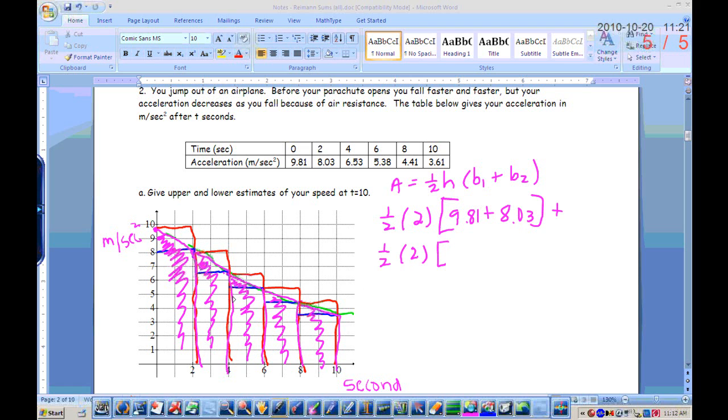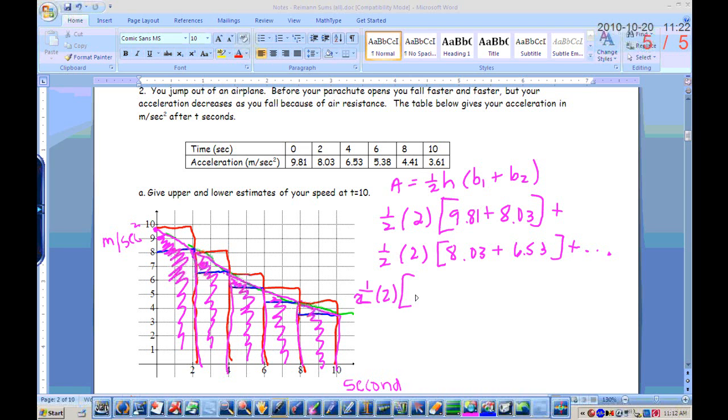What would the sum of the next two bases be? Okay, plus 6.53, etc. All right, what's going to happen in every single term that I have here that's separated by a plus or a minus? What am I always going to have? Like if I continue to write all this out, good. I'm going to always have a 1/2 times 2. So let's write this in a little bit easier way. I'm going to do 1/2 times 2, and then I'm just going to add up all the sums of the bases.